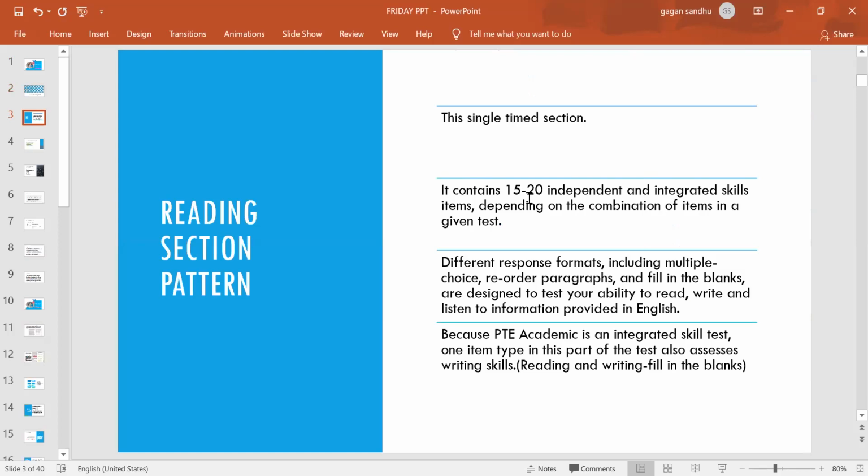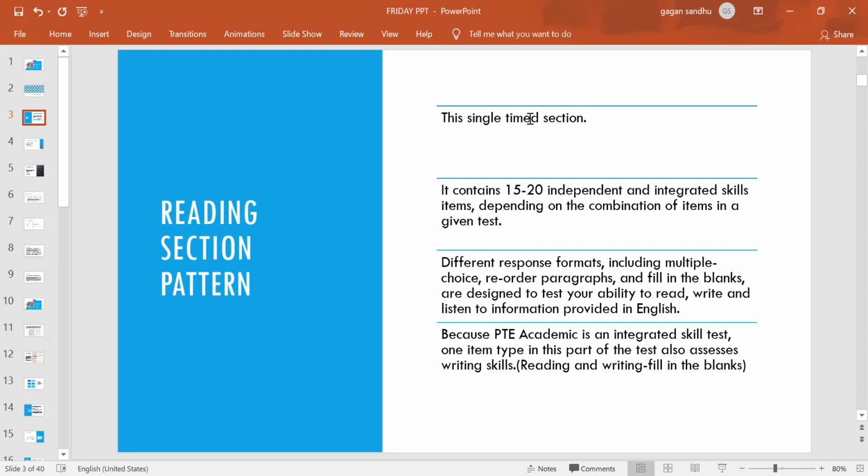Now the important thing here is that in the reading, compared to the first part, which is listening, speaking and writing, everything is individually timed. Like for the essay you have 20 minutes, for the summary you have 10 minutes, and for the written lecture question you have 40 seconds. So everything is calculated by the system, but here it will be the overall time given to you. It's a single time section. That means suppose they have given you 35 minutes and 18 questions for all the 5 item types, then you have that 35 minutes.